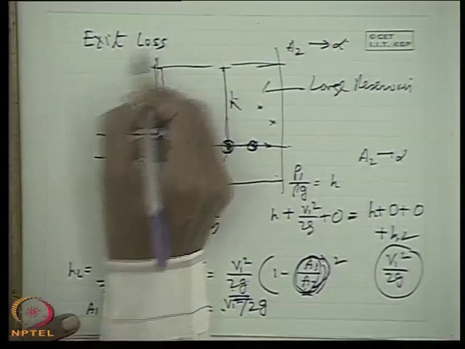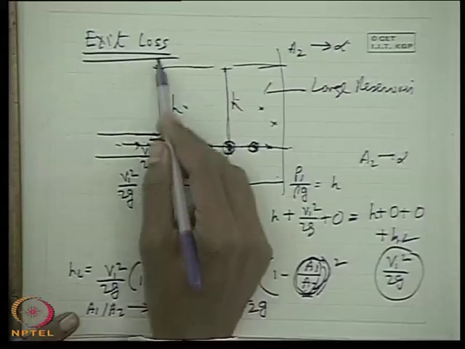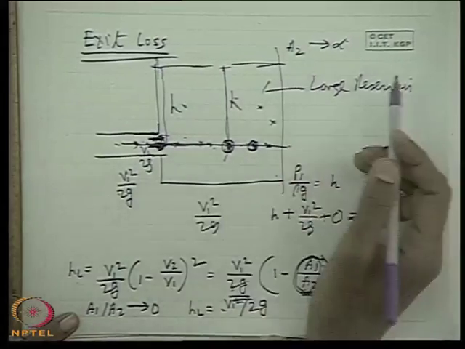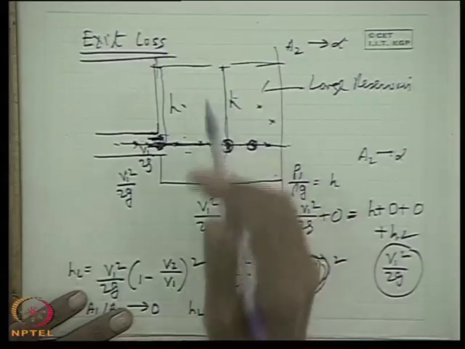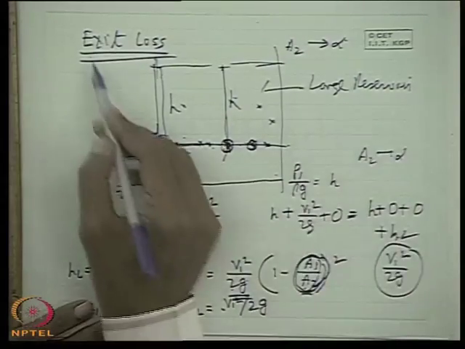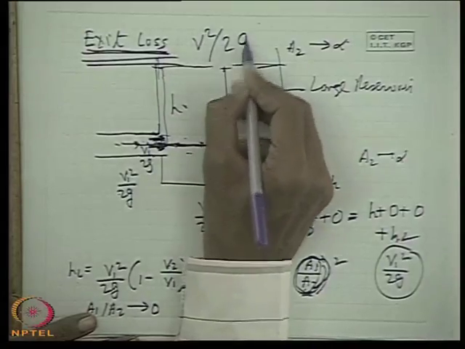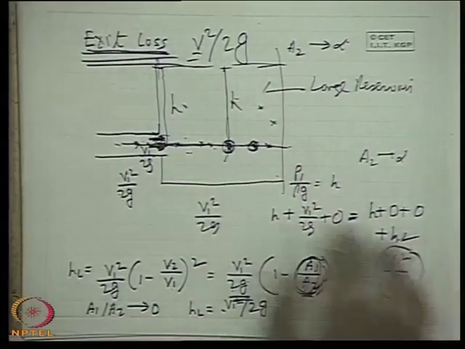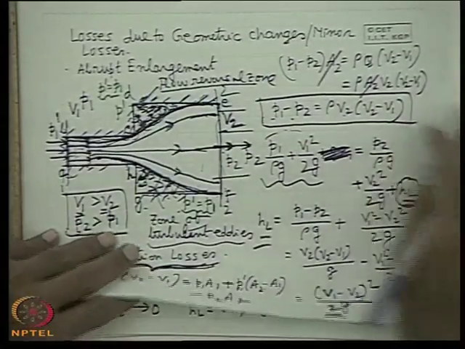That means when there is an exit of a fluid stream with some velocity into a large reservoir or into the atmosphere, where the velocity is arrested, this kinetic energy is completely converted into intermolecular energy, so that the kinetic energy is lost. This loss is known as exit loss, and its magnitude is V square by 2G, where V is the velocity of discharge. And this is a special case of the loss due to abrupt enlargement.